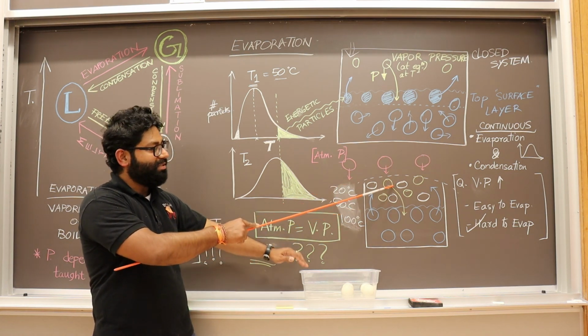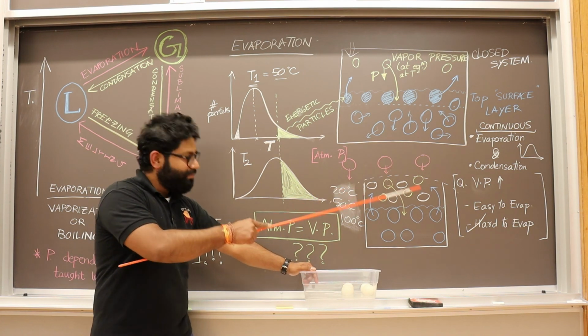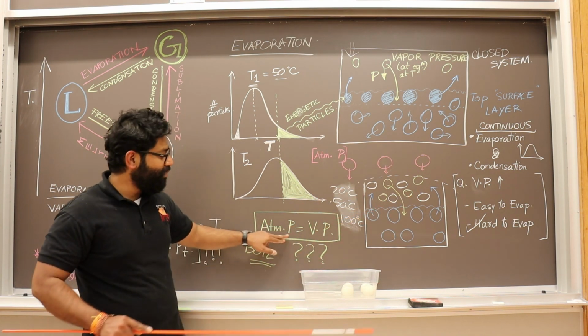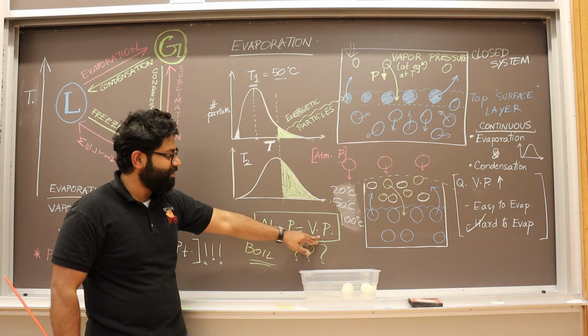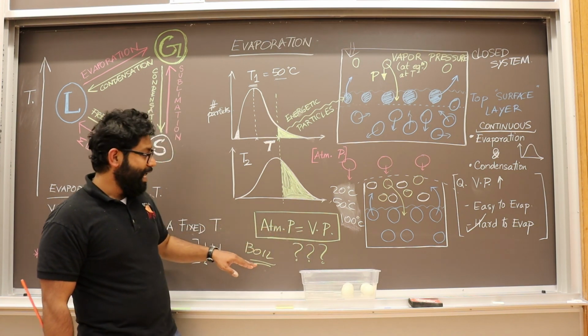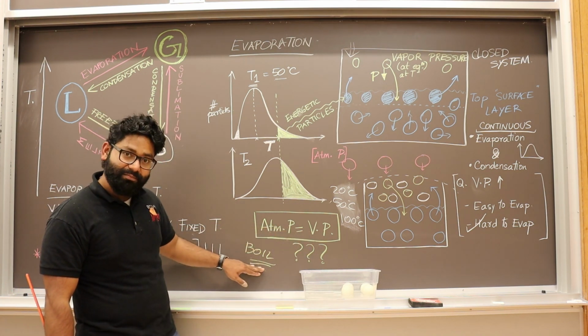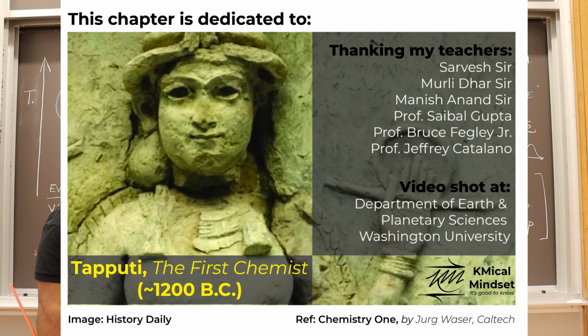If you keep on increasing the temperature, more vapor accumulates here. In the beginning, it was less than the atmospheric pressure. Then it catches up and becomes equal to the atmospheric pressure. So when vapor pressure becomes equal to the atmospheric pressure, the liquid boils off, right? So that point is called boiling.